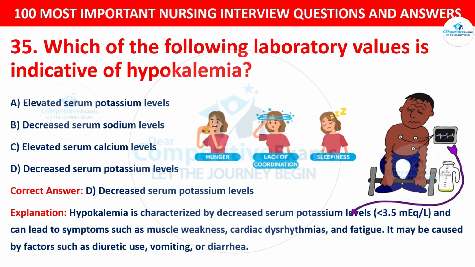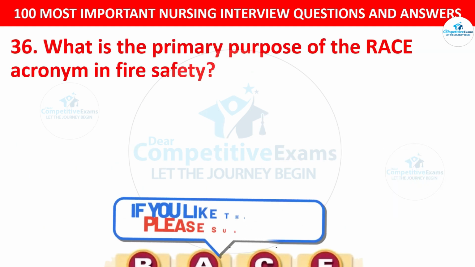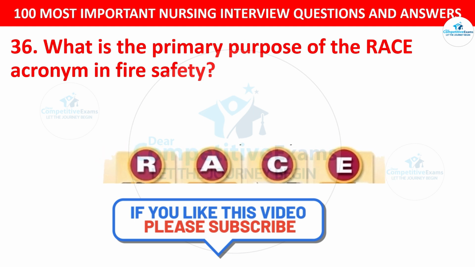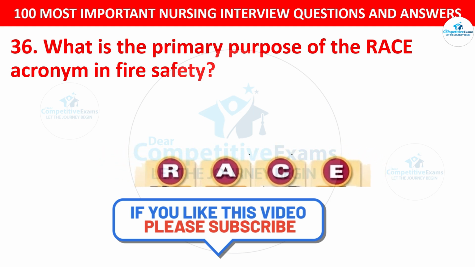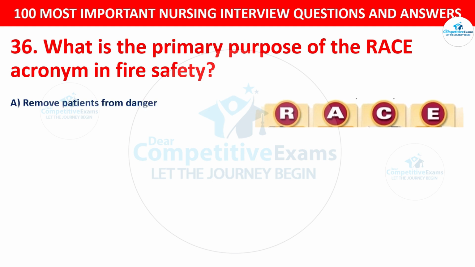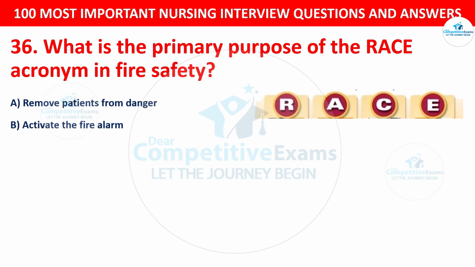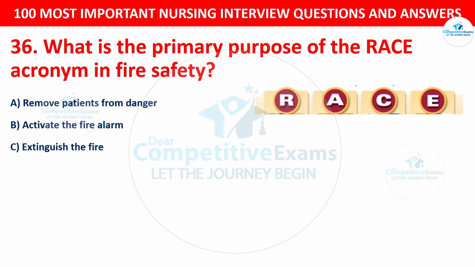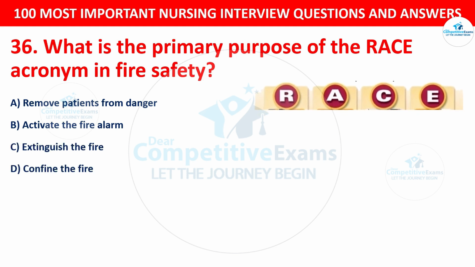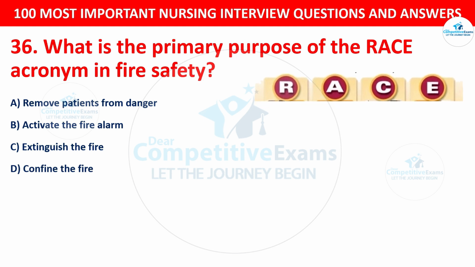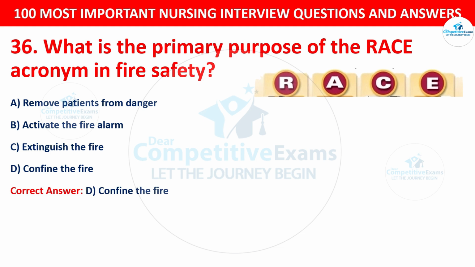Question number 36. What is the primary purpose of the RACE acronym in fire safety? Your options are: remove patients from danger, activate the fire alarm, extinguish the fire, or confine the fire. The correct answer is D, that is confine the fire.